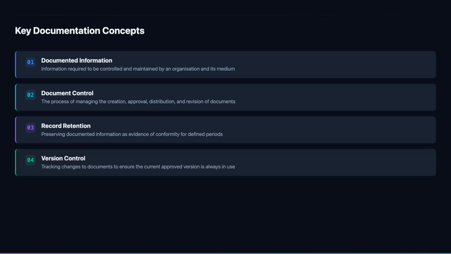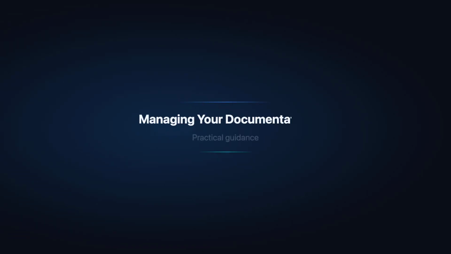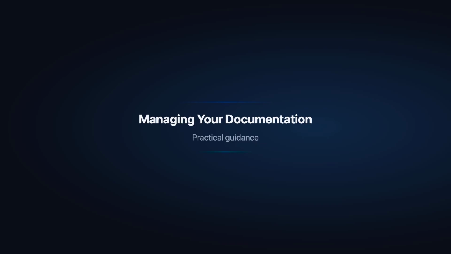Version control tracks the history of changes to documented information, so we always know which version is current and what changed between versions. Every revision should be identifiable, and obsolete versions should be clearly marked or removed from points of use. Without robust version control, people may inadvertently use outdated procedures, leading to nonconformities. Now let us look at practical approaches to controlling documented information effectively in the real world.